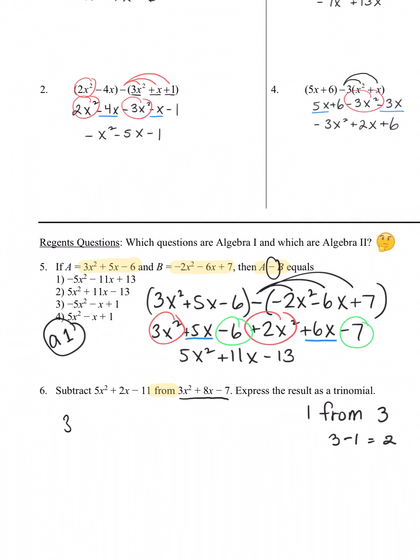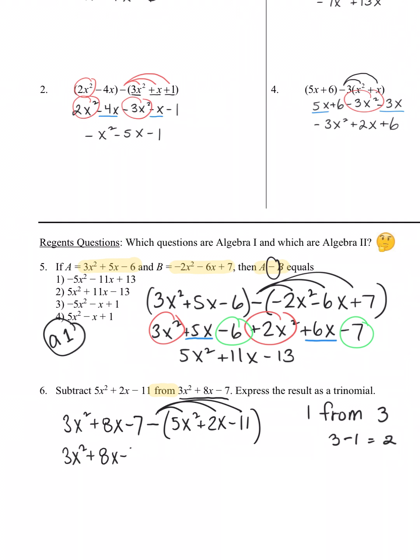and then we're going to subtract the first polynomial. So 3x squared plus 8x minus 7 minus, and again, I have to make sure that I put this in parentheses because I know that everything after it is going to change. So now I have 3x squared plus 8x minus 11. This is going to change to a negative, this is going to change to a negative, and this is going to change to a positive.